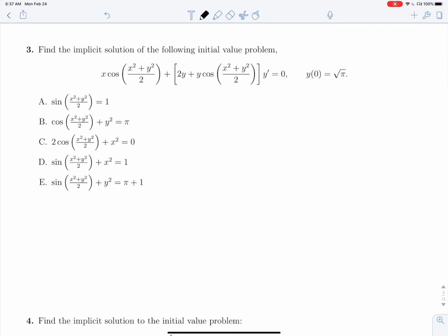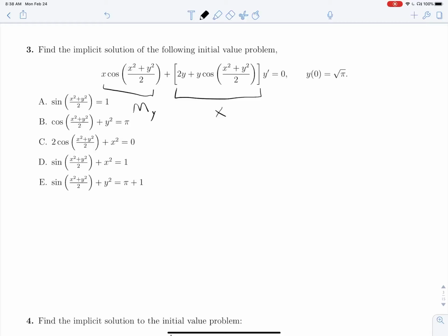Question 3, find the implicit solution to the following initial value problem. So the minute you see something as disgusting as this, in this form, where we have some function, and just to save time, we're calling this function M, plus some function N times y prime equals 0, and they look relatively similar, the first thing that should come to your mind is, okay, there's a pretty good chance that this equation is exact.